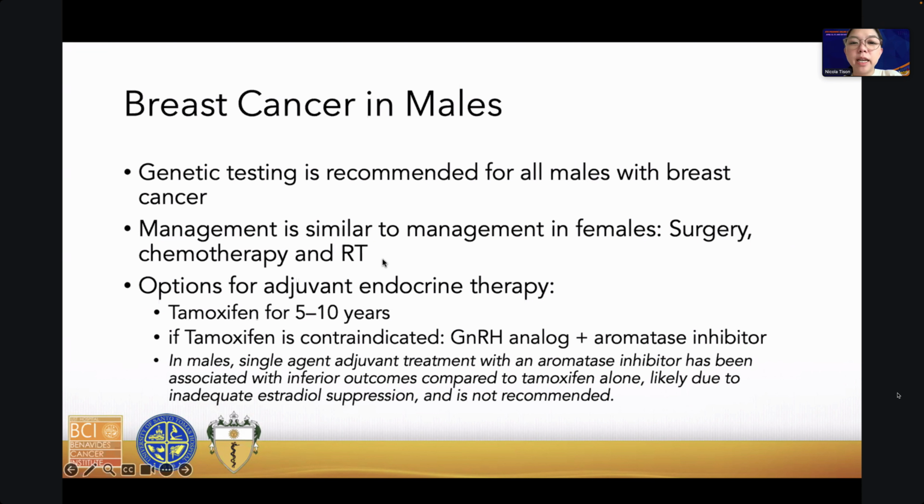As we saw in the indications for genetic testing, it is recommended for all males with breast cancer. And again, management is similar to the management in females, except regardless of age, our optimal adjuvant endocrine therapy would be tamoxifen. If it's contraindicated, for example, they have DVT risk, then we may give an aromatase inhibitor with a GnRH analog. However, tamoxifen is really better.